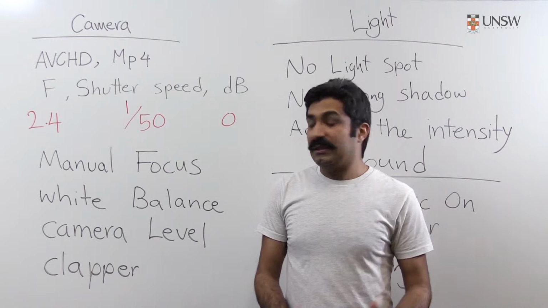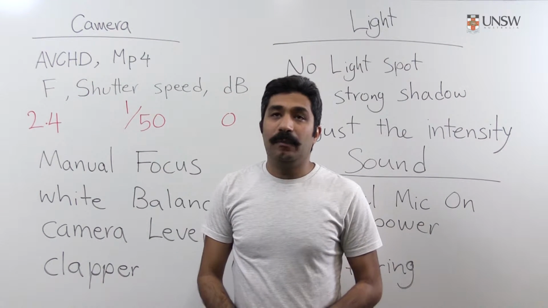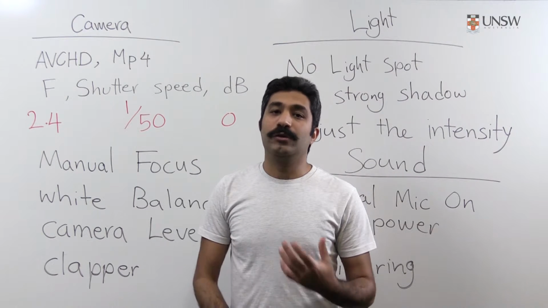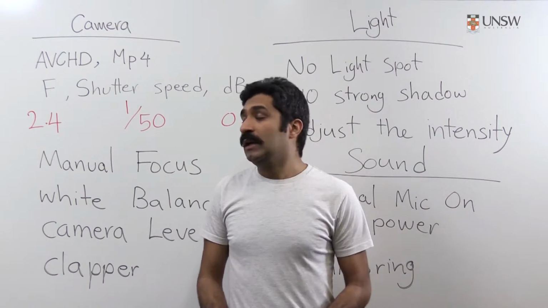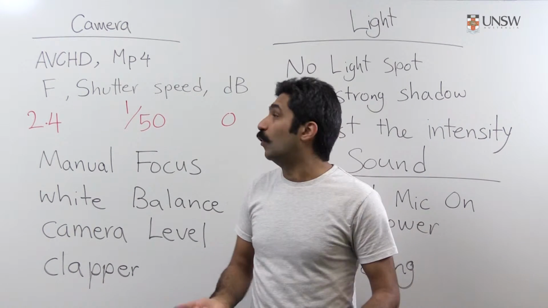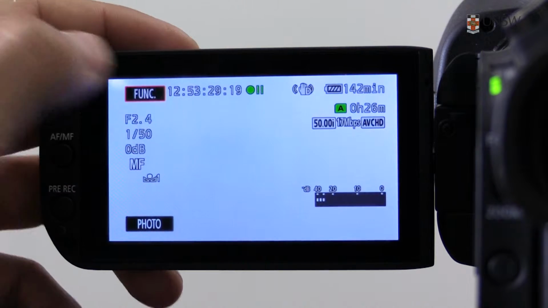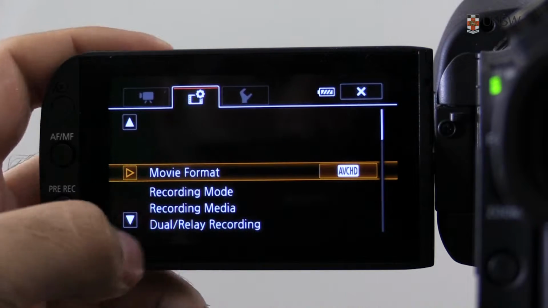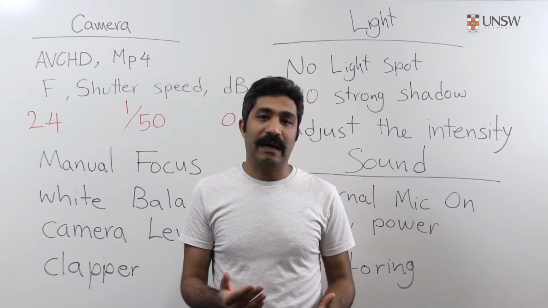So if you want better quality, I recommend you go with AVCHD. But if quality is not important and you want to be quick and you don't want to edit the video, then maybe you record with MP4. You can select which format you want to record in the menu, and when you turn on the camera, at the beginning it tells you what format the camera is in.